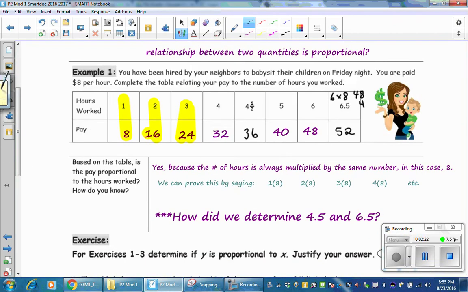Based on this table, is the pay proportional to the hours worked, and how do you know? The answer is yes. This is proportional data, because the number of hours is always multiplied by the same number, in this case 8. And we prove this by saying 1 hour times $8, 2 hours times $8, 3 hours times $8, etc. Since the multiplier is the same for every pair, this is a proportional relationship.